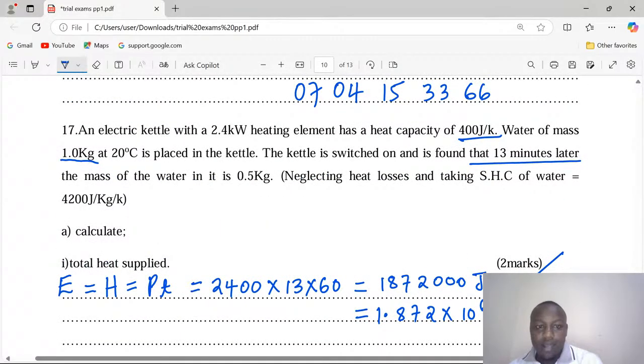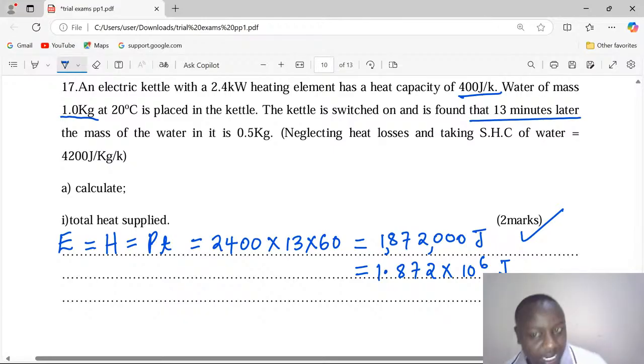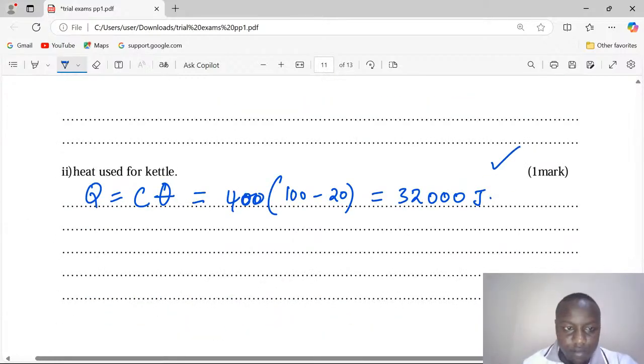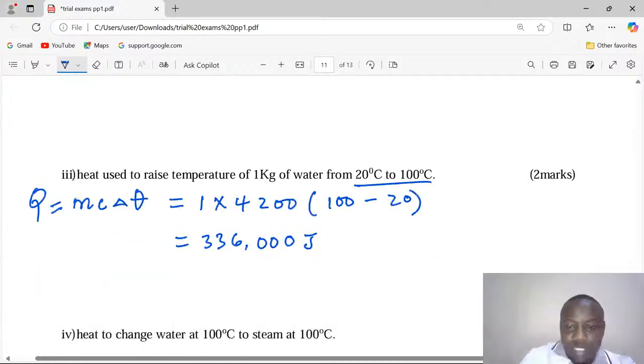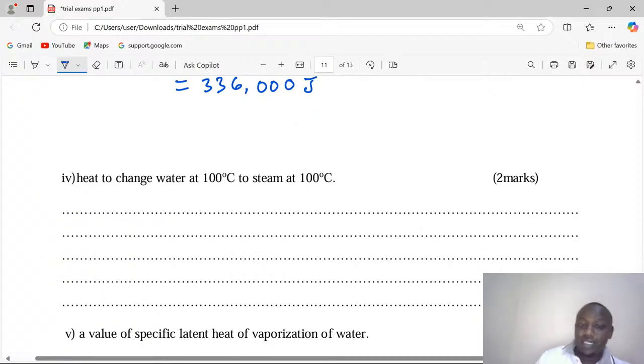I want people to understand here that there is an electric kettle, which is going to release a total heat energy of what has been given here, 1,872,000 joules. When that heat is being used, part of it will change the temperature of the kettle, part of it will change the temperature of water, and the other part is going to convert. So latent heat of vaporization, that is used to convert. How much is it going to be?